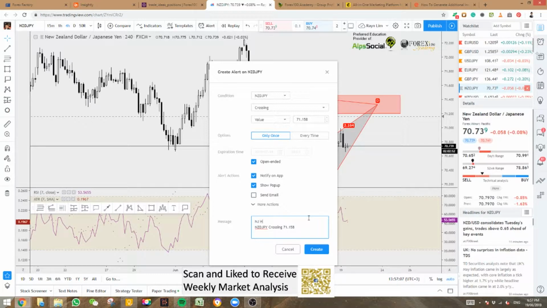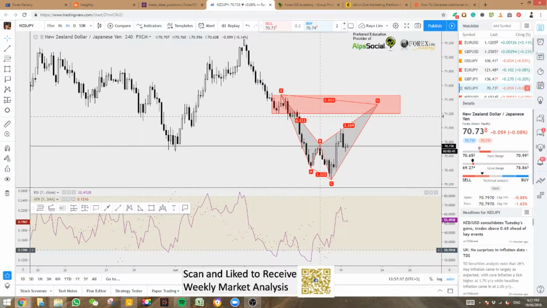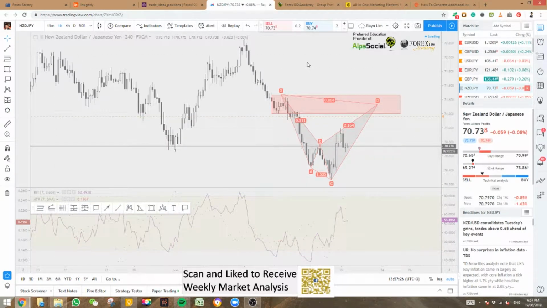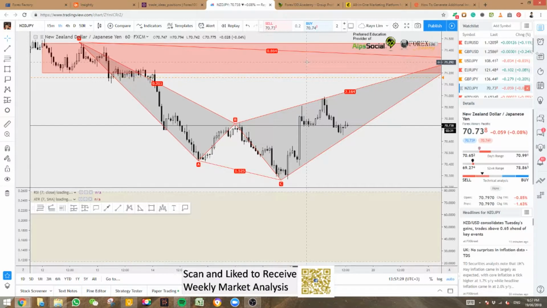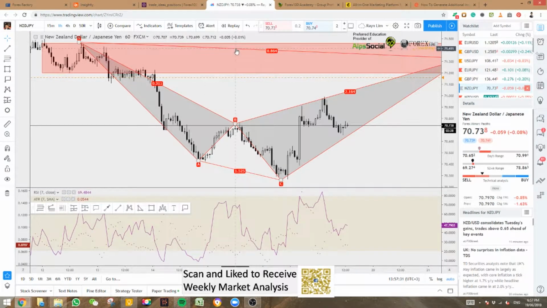New Zealand yen, 4-hour chart, shark pattern, trend continuation. All right, to the 1 hour. Pretty bearish move, nothing much apart from that. Could have a bullish shark pattern over here.